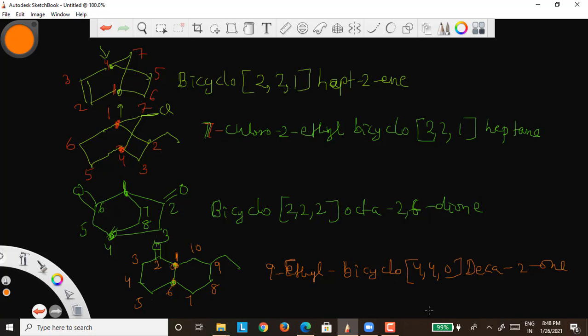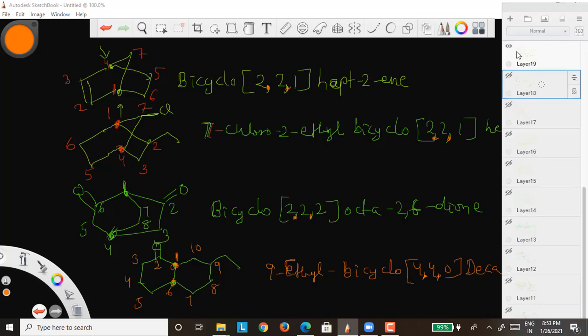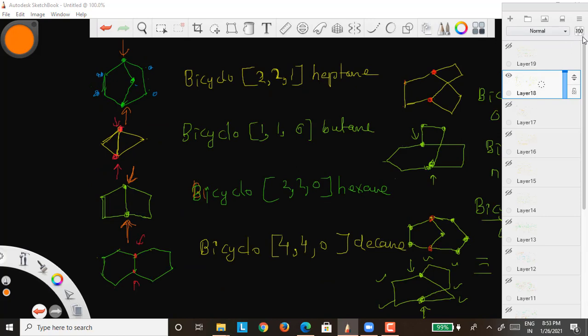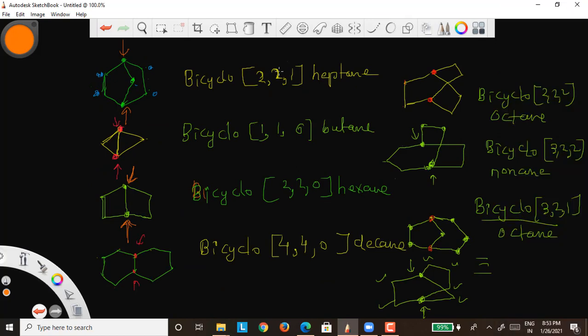So next let us learn how to do the naming of spiro compound. In bicyclo compound, these numbers will be separated by full stop, not comma. So this is the mistake I made. So you correct it. These numbers are given full stop, not comma. These numbers will be given in descending order. Remember, these numbers will be given in descending order.